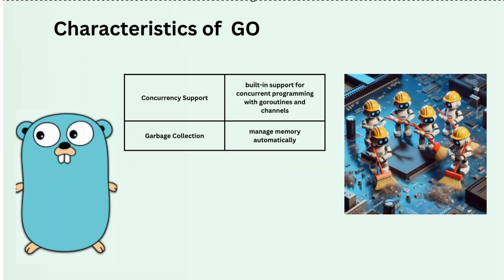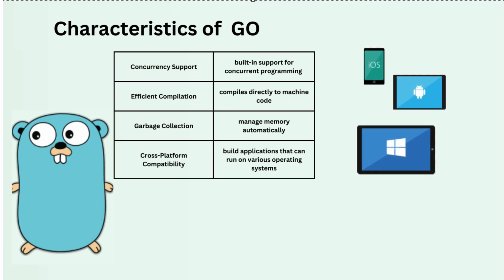Another main characteristic of Go is garbage collection. Go features an efficient garbage collector that automatically manages memory, minimizing the risk of memory leaks and related issues. Another main feature of Go is cross-platform compatibility. Go facilitates cross-platform development, enabling developers to build applications that run seamlessly on various operating systems without modification.